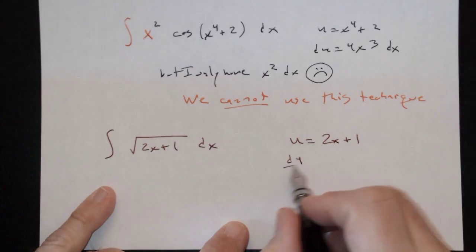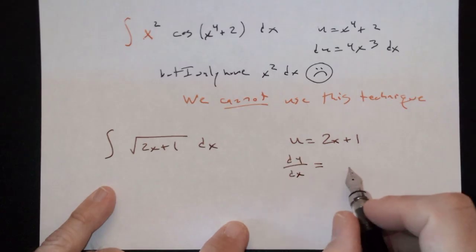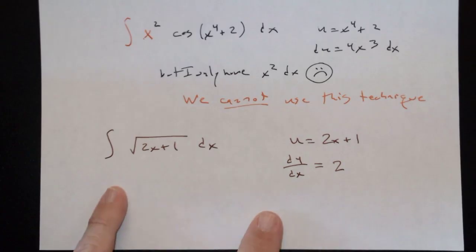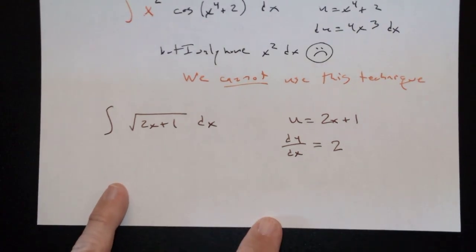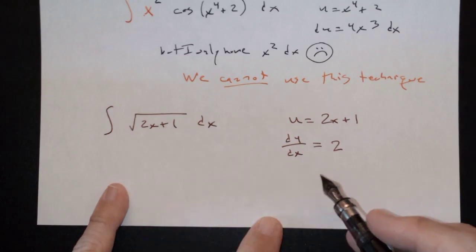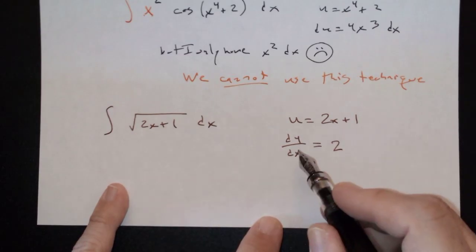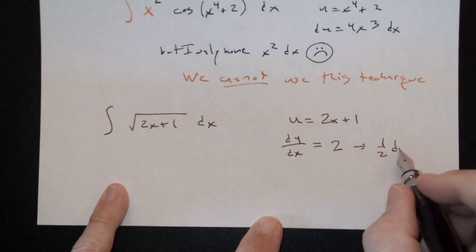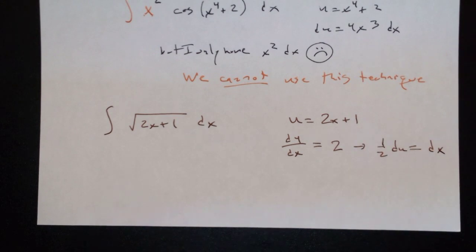Wait a minute, what's the derivative of 2x plus 1? That's just a constant. Constants I can mess with. Yay! This is workable this way. And again, we can adjust either over here or over here. I'm used to doing it over here. So I'm going to rewrite 1/2 du equals dx. I move the dx from the left to the right. I move the 2 from the right to the left.